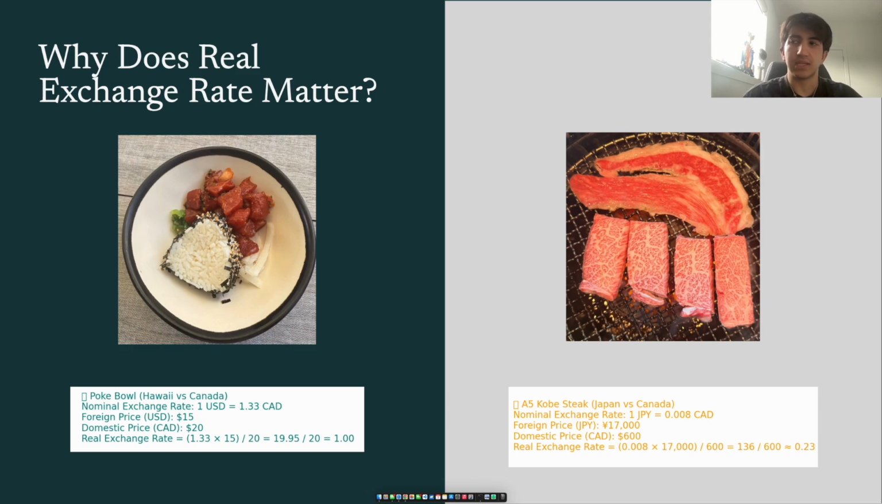So when you calculate the real exchange rate for this, you get 0.23, meaning the Canadian dollar has very low purchasing power in terms of Kobe steaks. Now, this is typically applied to a larger basket of goods, not specific items, and so it's more leveled out. I'm just doing a specific example.